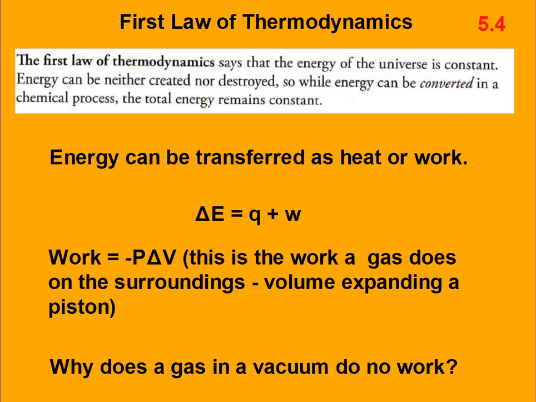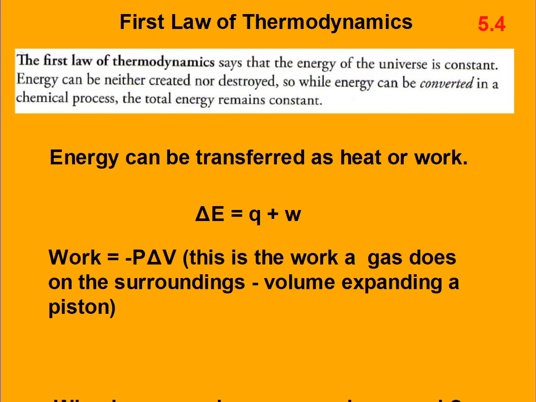The first law of thermodynamics says that energy of the universe is constant. Energy can be neither created nor destroyed. So while energy can be converted in a chemical process, the total energy remains constant. Energy can be transferred as heat or work. Our change in energy is equal to Q plus W. Q is heat, W is work.